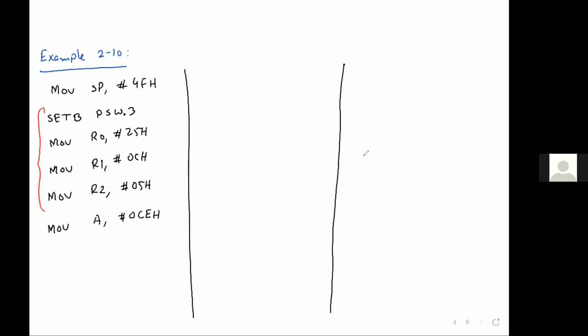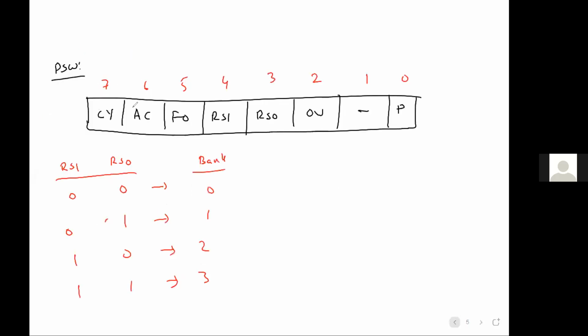Now let's come to the next one. PSW.3, we are writing set bit PSW.3. Set bit means we will make this bit 1. Which one is your third bit? RS0. So what is the value of RS1? Until and unless specified, the value is always 0.